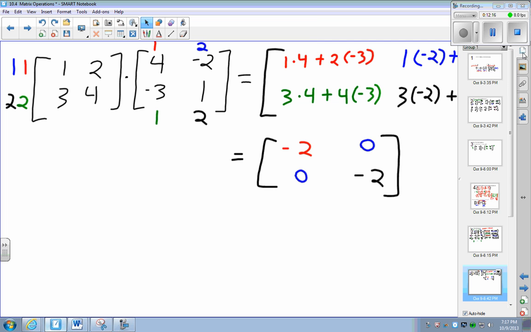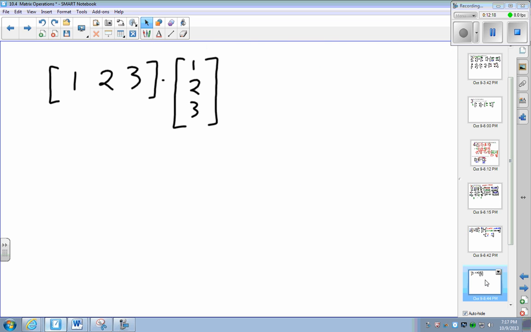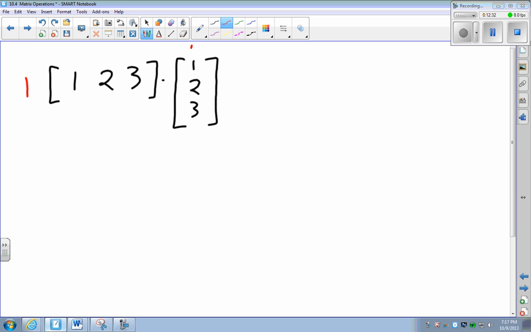Okay, but let's look at some matrices that aren't 2 by 2s or squares. Let's look at some vectors. Okay, now to do this, multiply our first row by our first column, right? It's just the same thing. Now this one only has one row, and this one only has one column. And so we should end up getting only one solution, right?